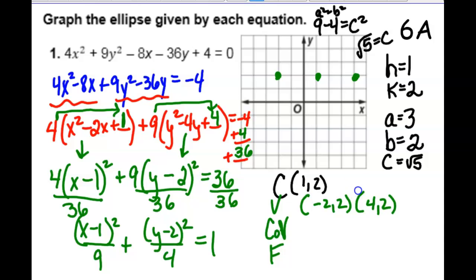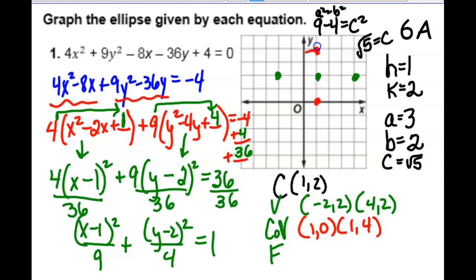Yes, it's a lot easier when you have a nice graph. You're absolutely right. The co-vertices are up and down, how much? 2 units. So we're adding and subtracting onto the y here. So we'd have 1, 0 and 1, 4.